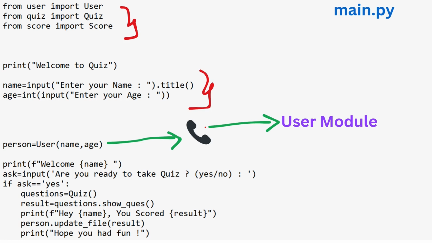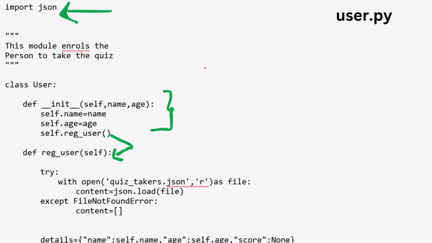As usual, we have imported all the needed modules, that is user, quiz and score, and as well we are asking the user to enter the name and age. And here, for that user module, this person is an object and we are just sending this name and age to the user module. So let's go to the user module.